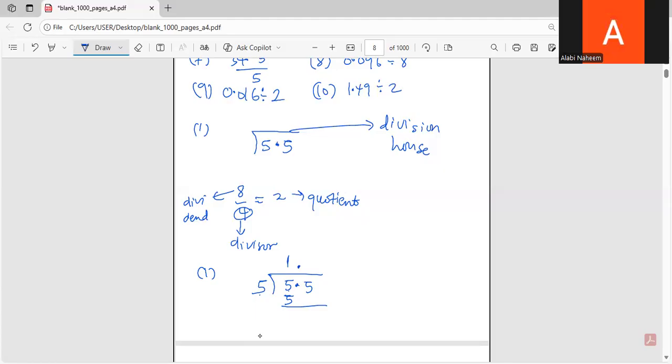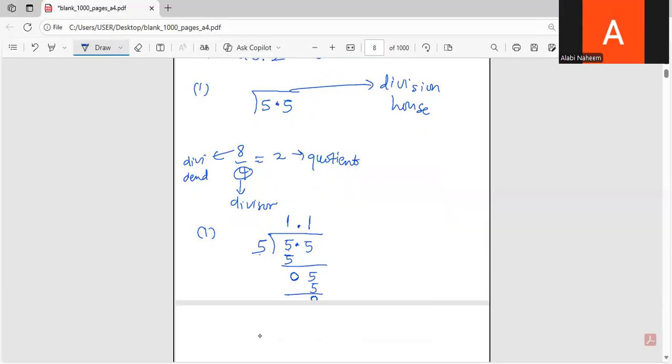Then 5 times 1 is 5. Let's subtract: 5 minus 5 is 0. Then you have 5 here. You can see you have 0, 5. Then again, divide 5 in the 5 you have here. There's also 1. 5 divided by 5 is 1. So you have 1. 5 times 1 is 5. Subtract, so you have 0.